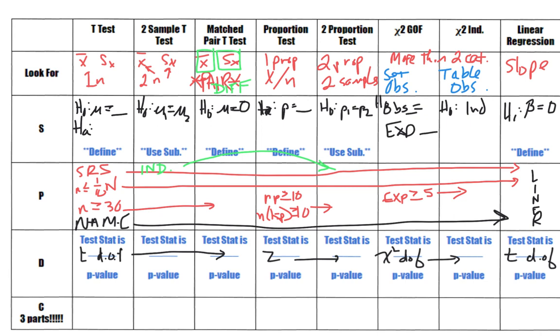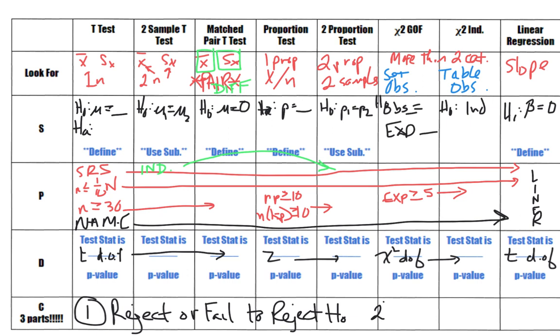Finally, the conclusion is 3 parts. Okay, for all of these, it's 3 parts. First part, say what you're doing with the null. Are you rejecting or failing to reject? Okay, tell what you're doing with your null hypothesis. That's number 1. Second piece, tell why in terms of the p-value. Why are you doing that?